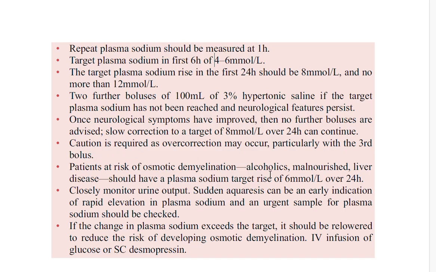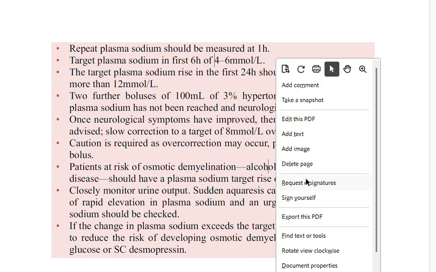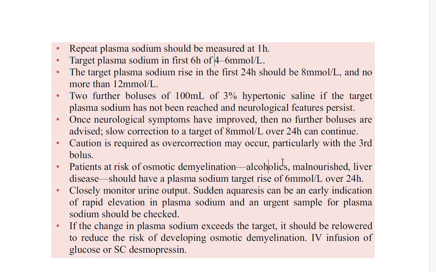Patients at risk of osmotic demyelination like alcoholics, malnourished, liver disease should have a plasma sodium target rise of 6 millimole over 24 hours. So if a patient is at risk of osmotic demyelination, specifically alcoholics, malnourished and the ones with liver disease, we should go more slowly with a target of 6 millimole over 24 hours instead of 8 to 12 millimole. Closely monitor urine output. Sudden aquaresis can be an early indication of rapid elevation in plasma sodium, and an urgent sample for plasma sodium should be checked.